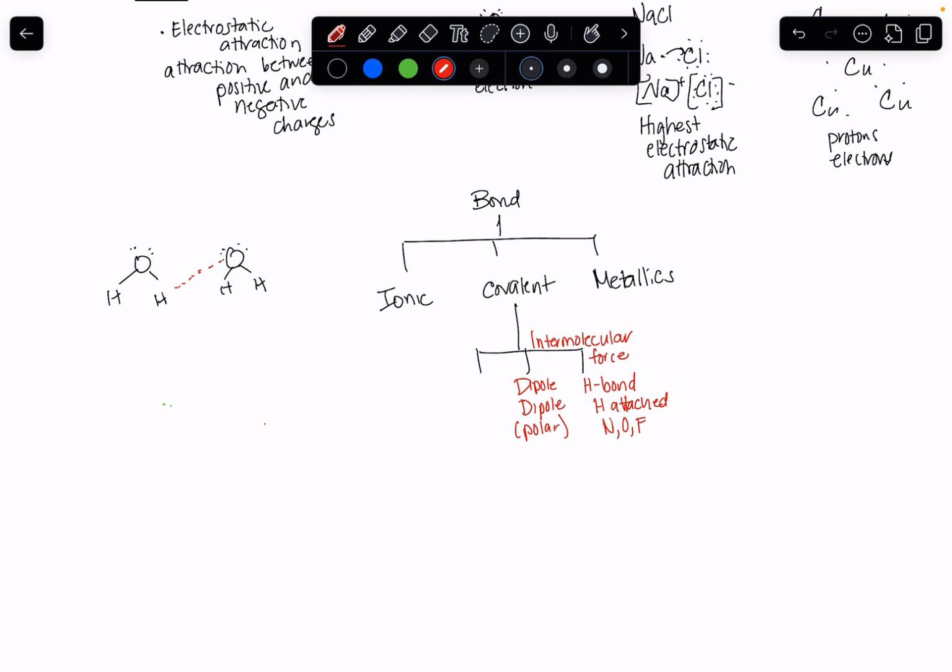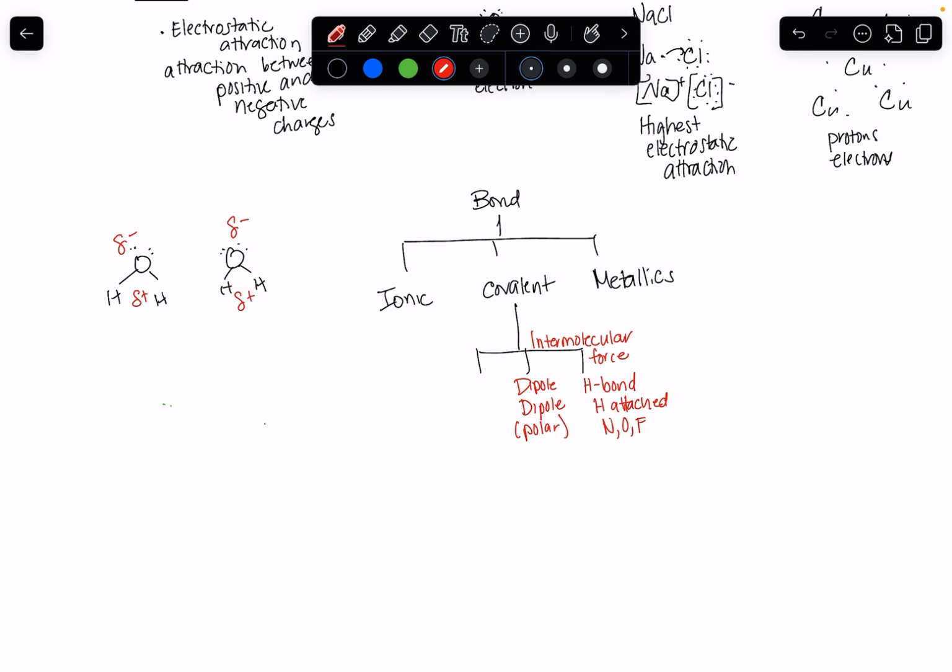Okay, so I'm going to take a look at my water here, and I'm going to ask, is there a positive side and is there a negative side? Well, I know that oxygen's a bigger bully, so I'm going to put a delta negative there. And poor hydrogen is just having its electrons ripped away. So this side is more positive, and the oxygen is more negative. Again, this one is negative, and this one's positive.